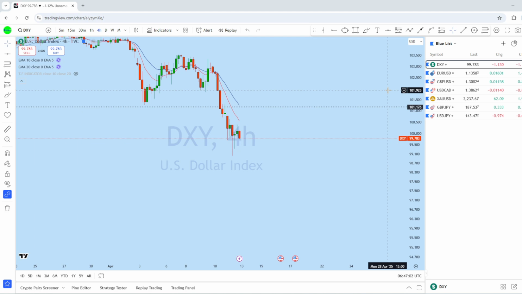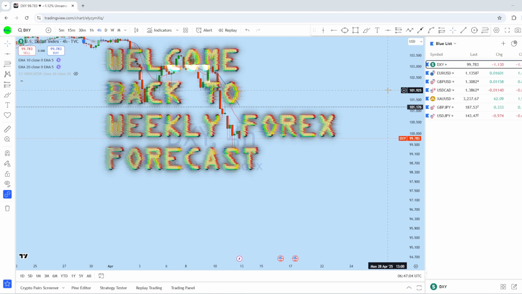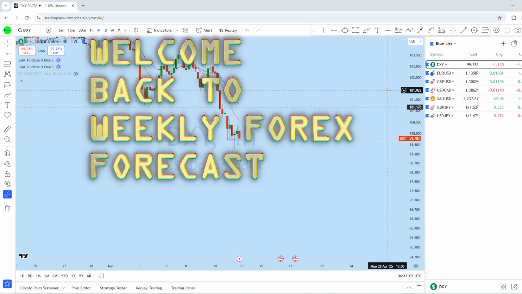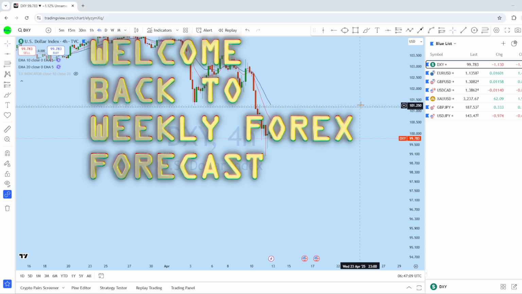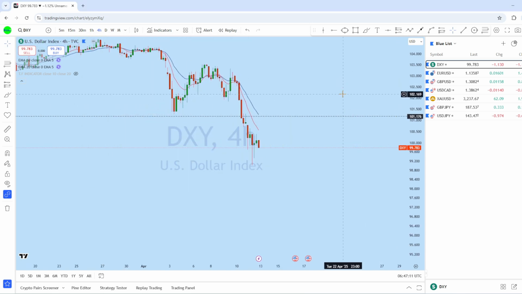Hello trader, welcome back to another weekly forex forecast for the third week of April 2025. We can see that the market is currently trending in most of the instruments after a long consolidation, so this week we can also expect significant movement.